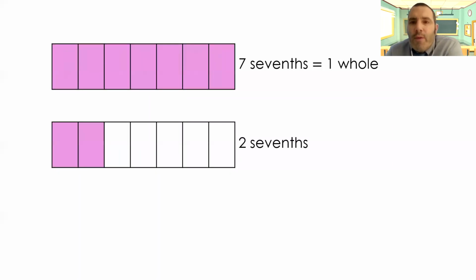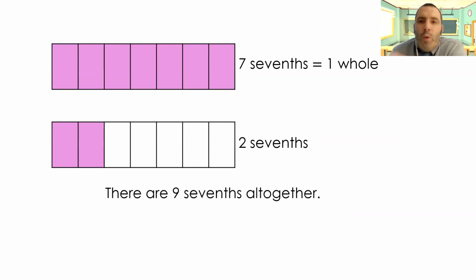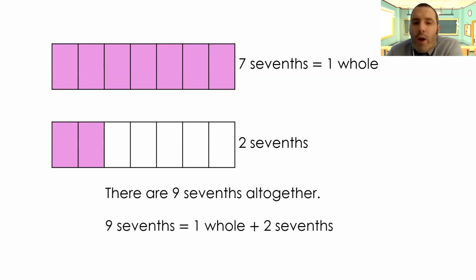So 7 sevenths equals 1 whole. So I know that I've got my 7 sevenths there. 2 sevenths, well, it doesn't equal a whole, it is 2 sevenths of the whole. So we know there are 9 sevenths altogether. That gives us 1 whole and 2 sevenths.